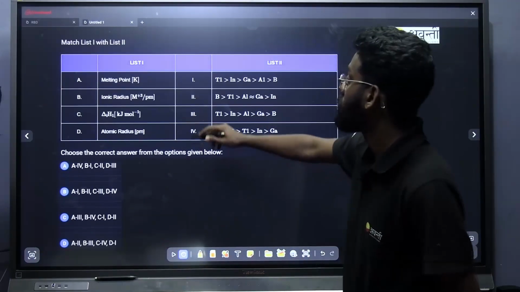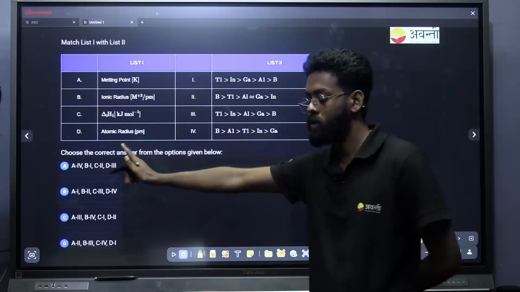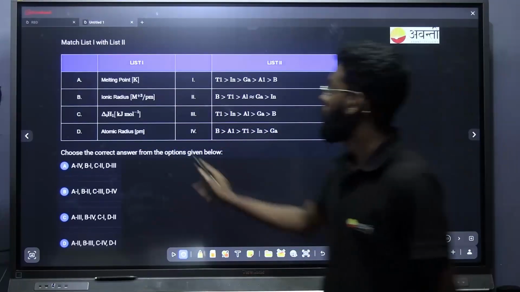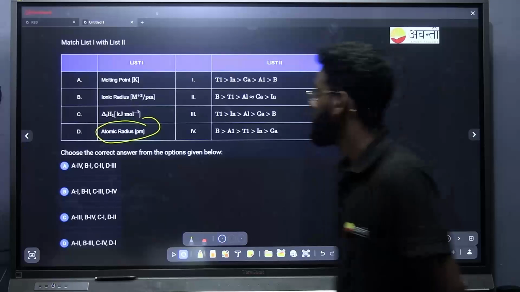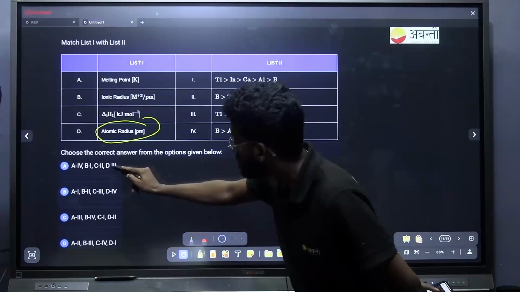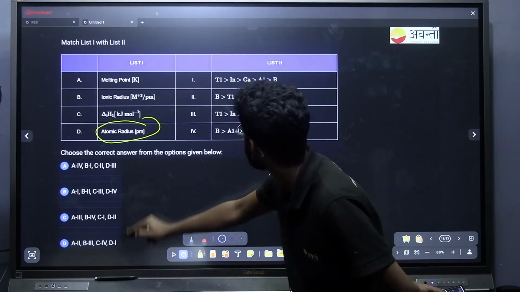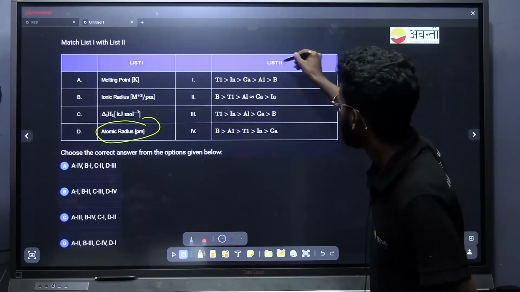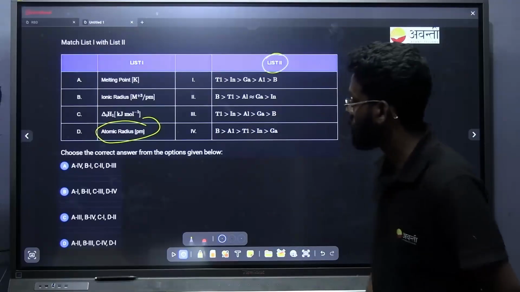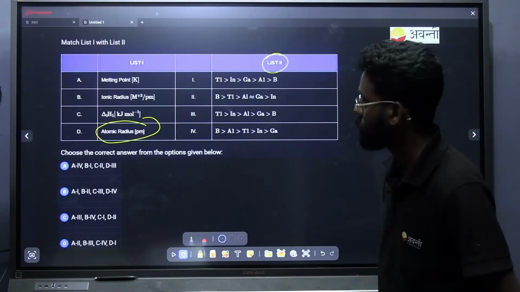Maybe you are not familiar with everything in this, but you are familiar with one thing. What is that? Atomic radius. Atomic radius, which is the D. In the options you can see D is matching with a different list in the list 2. Different options in the list 2.